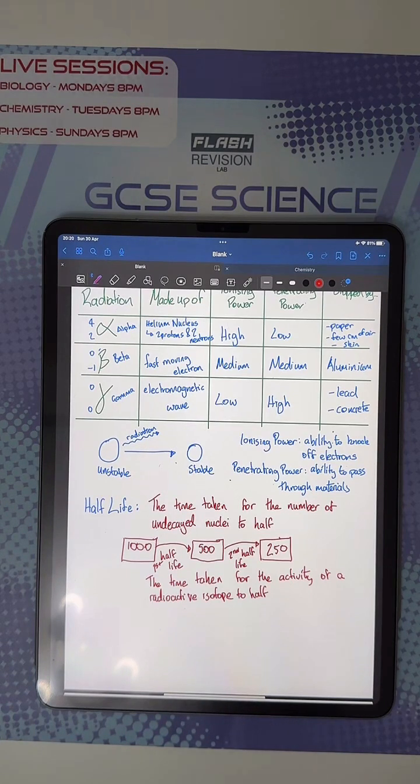Is half-life foundation 2? I'm not entirely sure. I'm sorry, you're going to have to check that. I'm not sure if it's foundation. It's definitely higher, and all the exam boards need to know it, but I'm not sure if it's foundation. These lives are just GCSE. I do teach A-level physics, but not in these lives. I'll just be covering GCSE. Sorry.